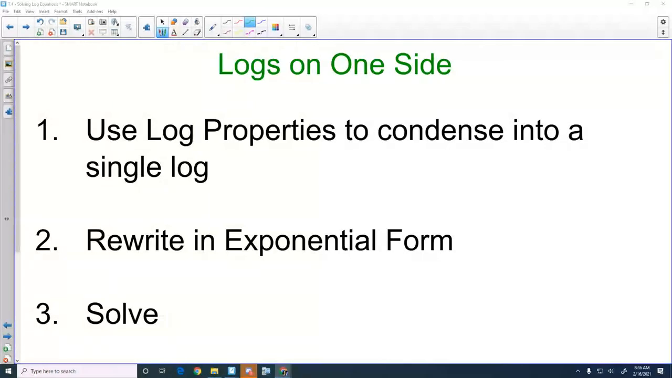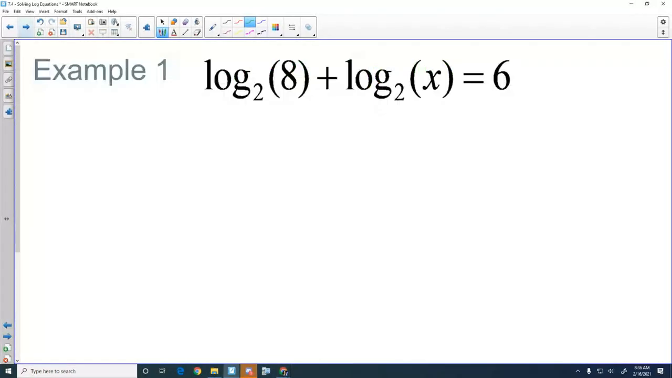All right, so pretty straightforward. Here's example 1. Got the log on both sides, or logs on one side. Which scenario is this? Do we have logs on both sides of the equation or logs on one side? Okay, just on one side. So if you think of this equal sign as being a wall, look, there are only logs on the left side.